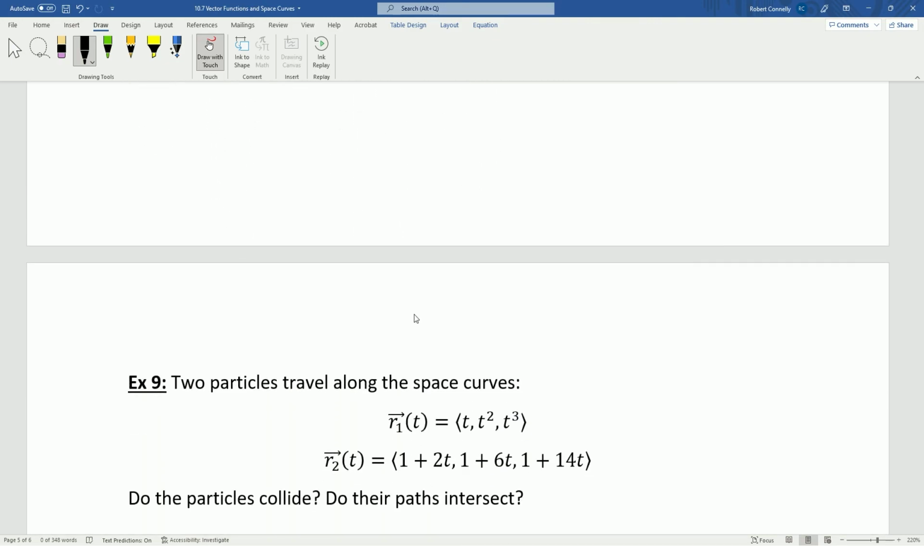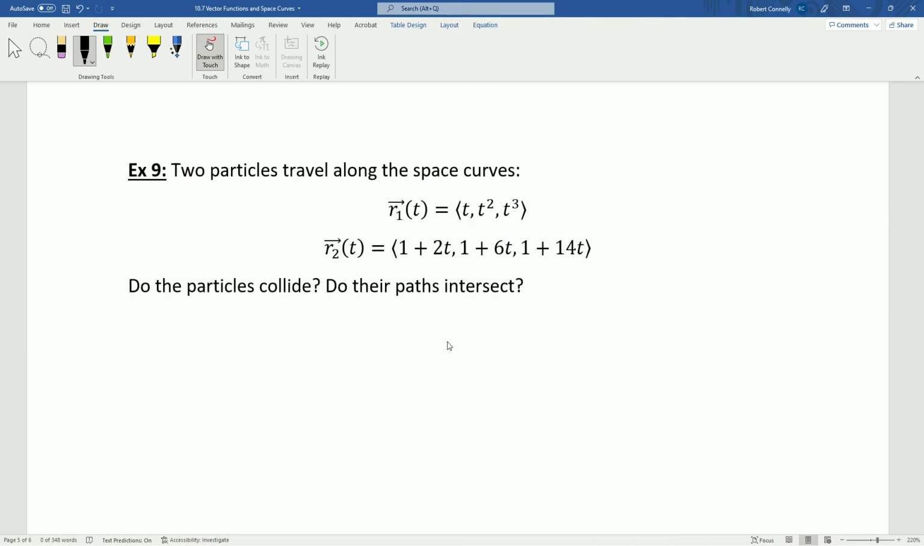Okay, so let's move on to a different kind of question. So here we've got something a little more complicated. Two particles travel along the space curves r1 of t equals t, t squared, t cubed, and vector r2 of t equals 1 plus 2t, 1 plus 6t, and 1 plus 14t. Do the particles collide and do their paths intersect? So this is a little bit tricky because these sound like the same question, but they really aren't. So we have to figure out what makes these two questions different.